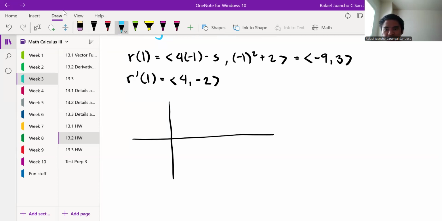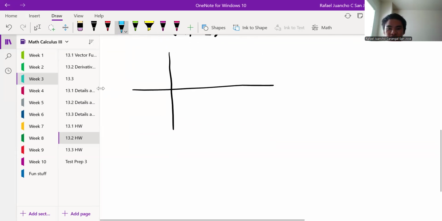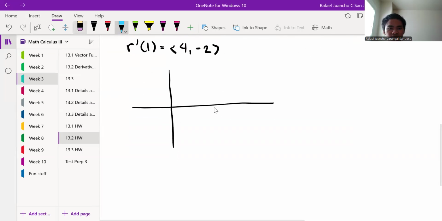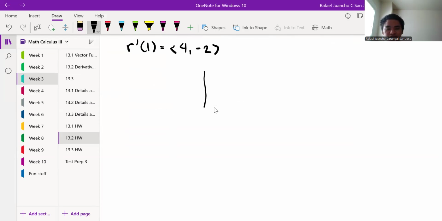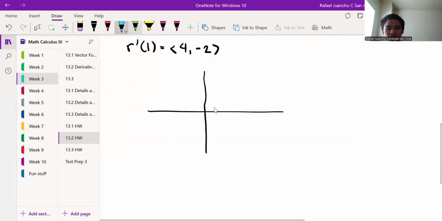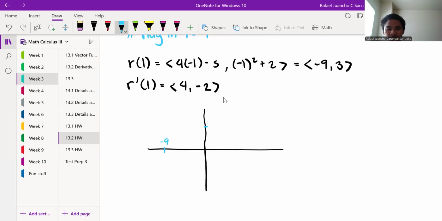So let's quickly do that. So for -9, it's going to go 9 to the left. So I might redraw this thing. 9 to the left, and 3 above. So most likely we have it here. So it's going to be a vector pointing there, and this is r of -1. I hope I'm right.